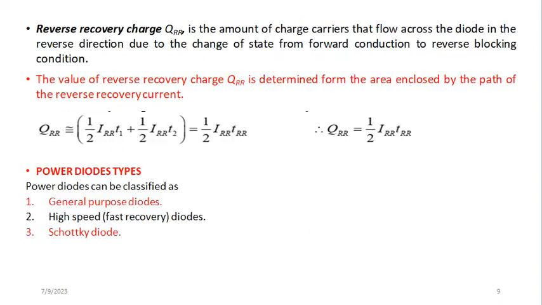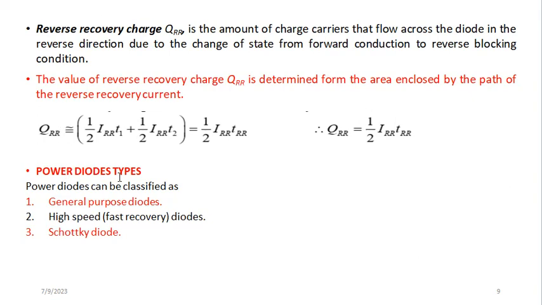Okay, so if we want to calculate it, the charge is equal to a half times the reverse recovery current times T1 plus a half IRR times T2. If we factorize a half IRR, we will be left with T1 plus T2, which is equal to our TRR. Therefore, our reverse recovery charge is equal to a half times IRR times TRR. So from here, we have seen the dynamic characteristic of a diode, and we also looked at the effect of reverse biasing the diode by this reverse recovery analysis.